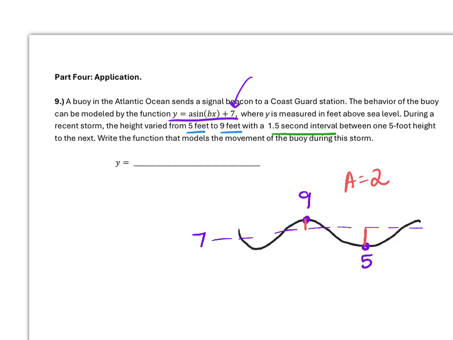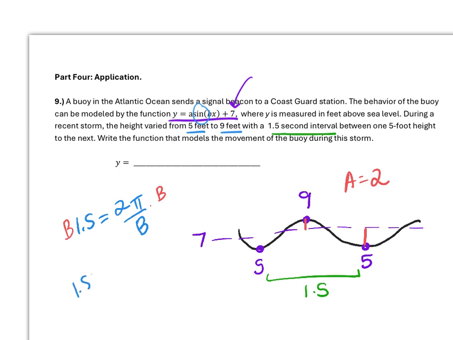We also need to know the period, and they tell us that. So they say between one 5-foot wave, so like a low point, and the next 5-foot wave, that's 1.5 seconds, meaning that is one full period. But that's not our b value. We know that 1.5 would equal, because they said it's sine, the period of sine, 2 pi over b. We need to solve for b. So multiply both sides by b. So we get 1.5b equals 2 pi.